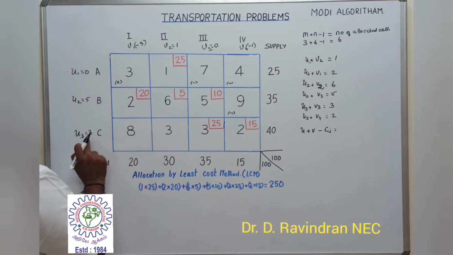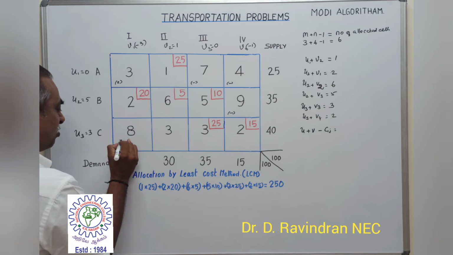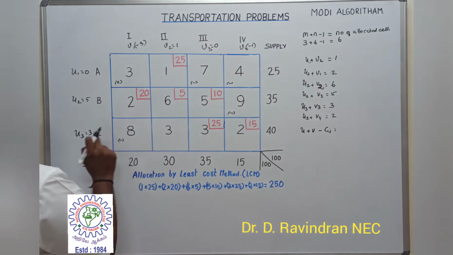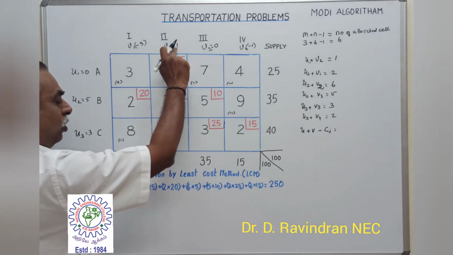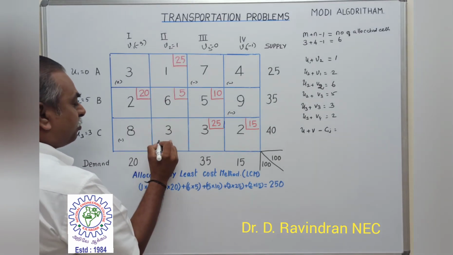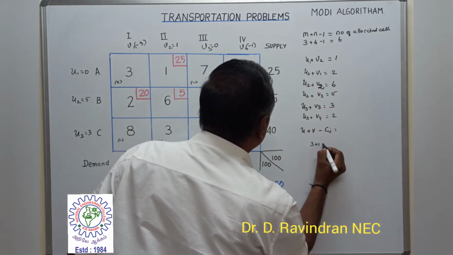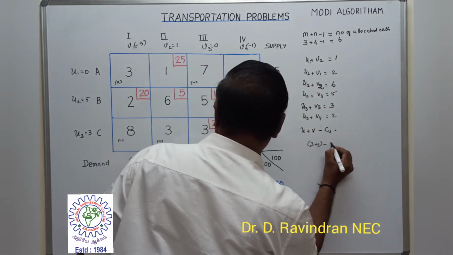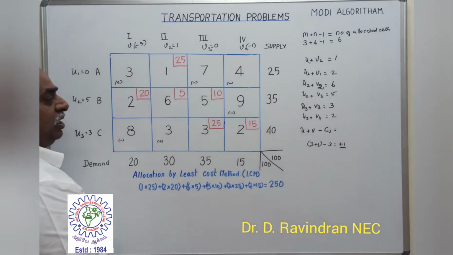Here in this case, 3 minus 3 will become 0. Minus 8 is equal to minus. Here 3 plus 1 is equal to 4. 4 minus 3 is positive. Here we can notice 3 plus 1 minus 3, which is equal to plus 1. So it is a positive cell.